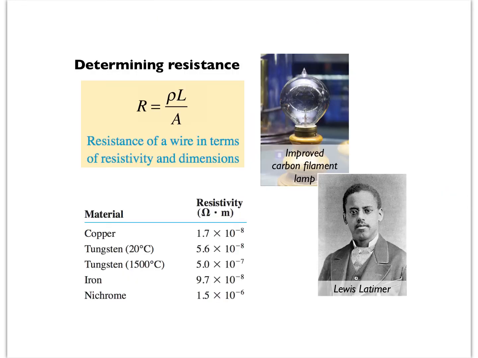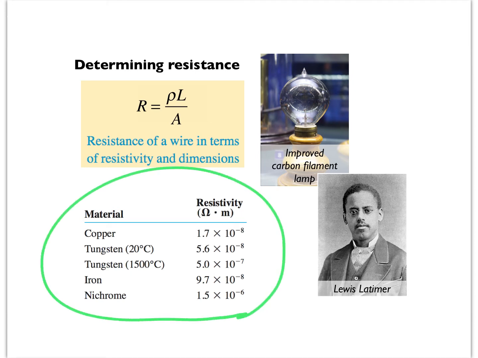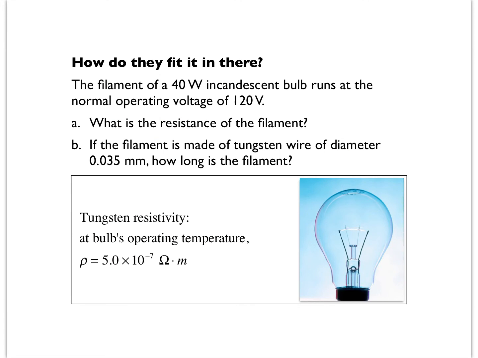Now, resistivity is a material property, and we have some different values here for different types of wire. And you put a filament inside a light bulb, pass a current through it, calculate the resistance this way. We will have a chance to do some calculations with that. Now let's take a look at a sample problem.